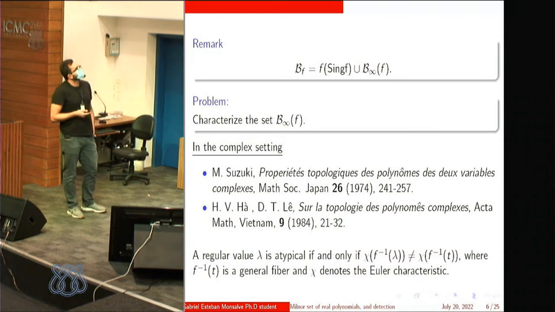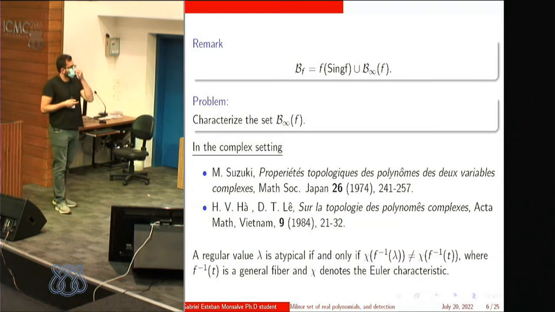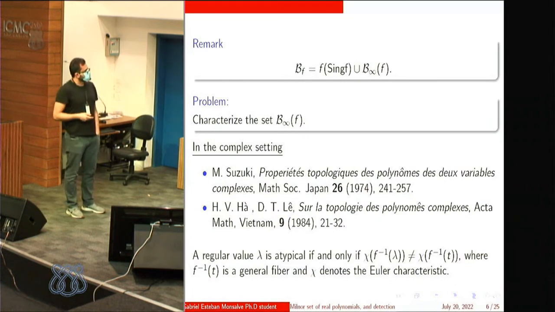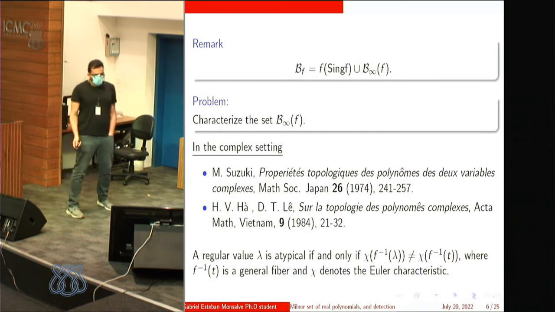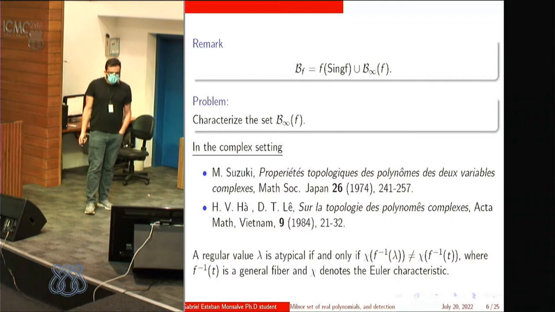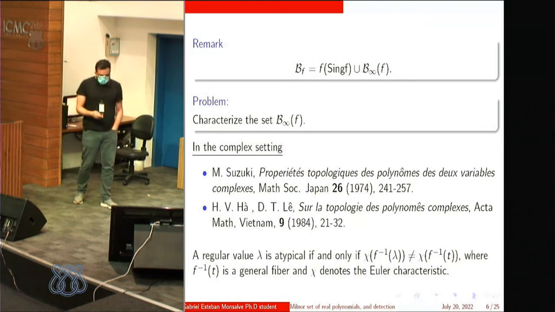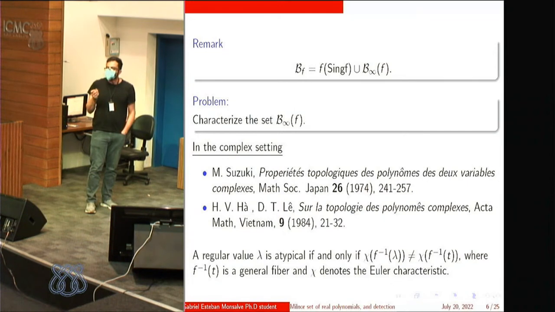In the complex setting, it's classical. Suzuki and Ha-Le, in these papers, have this result that says that a regular value lambda is atypical if and only if the Euler characteristic of the fiber of lambda is different from the Euler characteristic of any generic fiber. So the Euler characteristic is detecting the atypical values in the complex case.